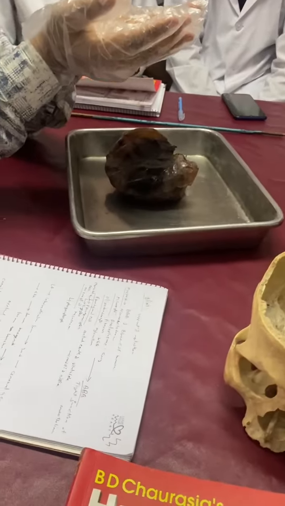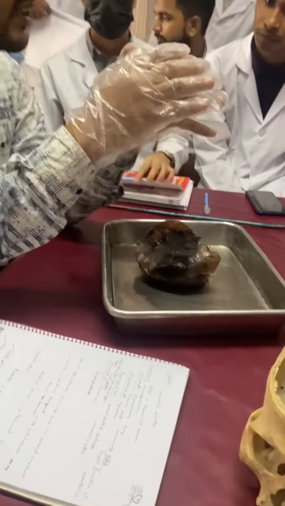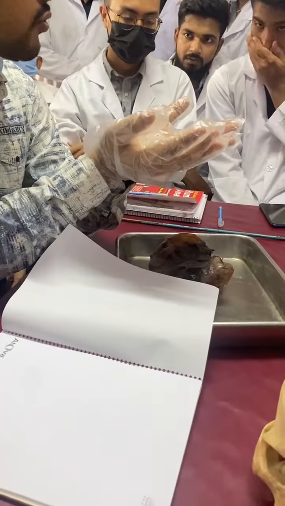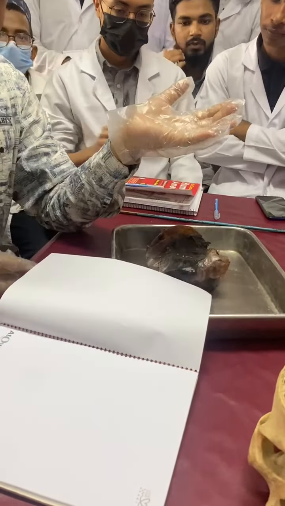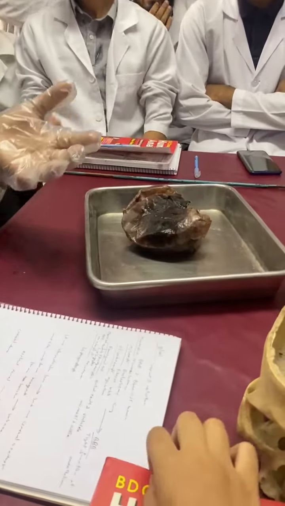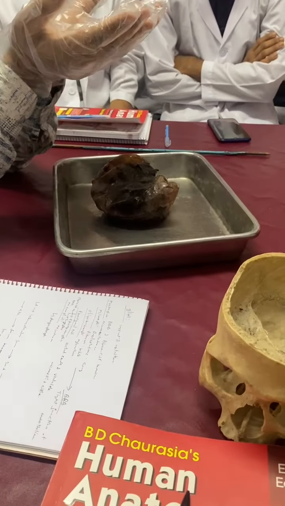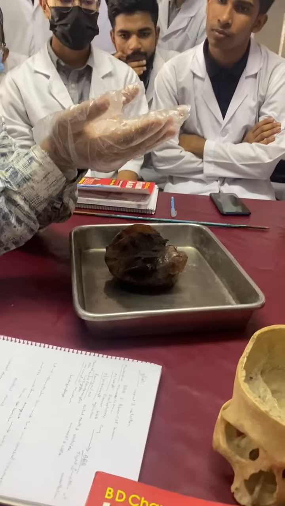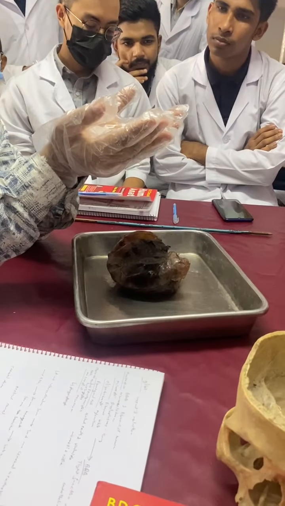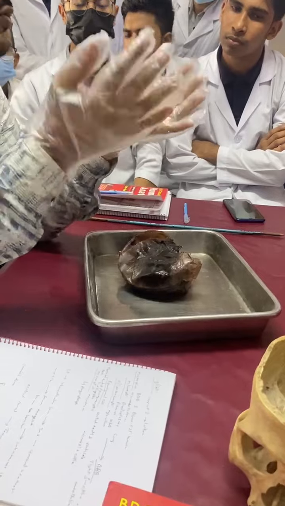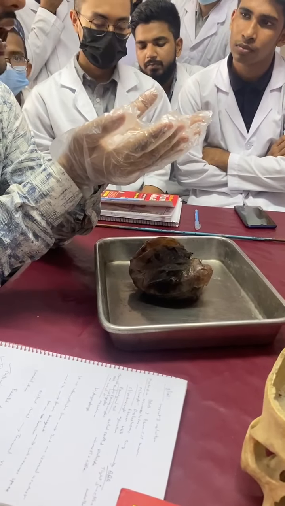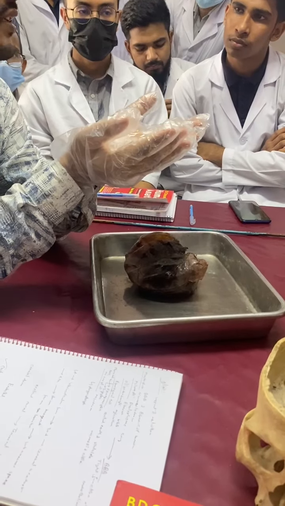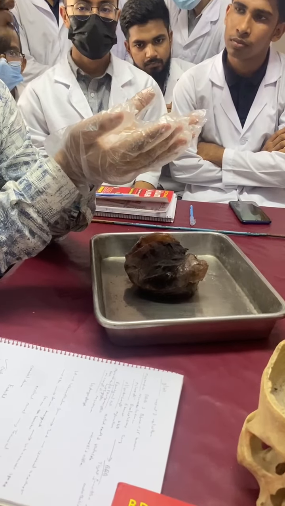Okay, I am repeating again that when we discuss the viscera of the brain, we will tell that it is the viscera of the brain with its leptomeninges. Means the leptomeninges is the part of the meninges that is attached to the brain. Okay, and the leptomeninges has two layers. One is called arachnoid matter, and one is called pia matter.